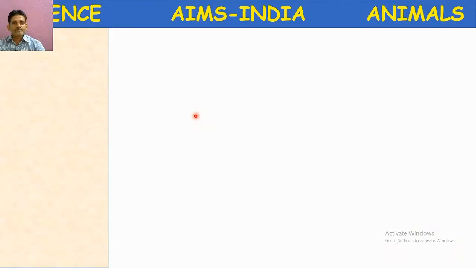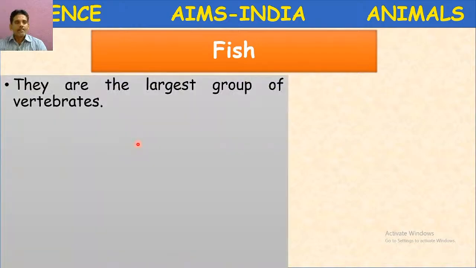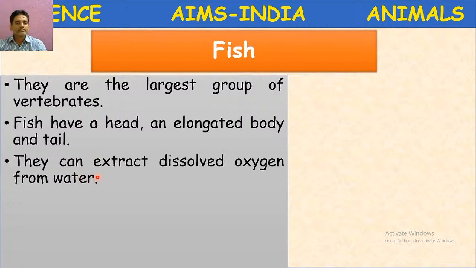Next group of vertebrates, fish. Generally they are called fishes. They are the largest group of vertebrates. Among the vertebrates, fishes are the largest group. Fish have a head, an elongated body and tail. The body is divided into head, elongated body and tail. They can extract dissolved oxygen from water.